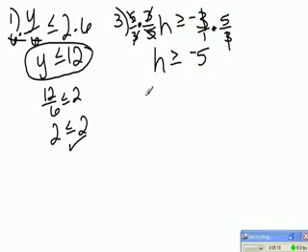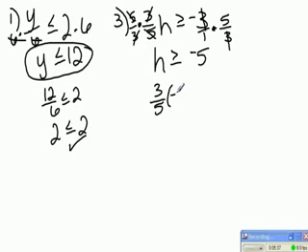Okay, and we need to check our answer, so we need to pick a number greater than or equal to negative 5, keeping in mind that I'm going to have to multiply it by 3/5. So I would want to pick something that's divisible by 5. And again, it has greater than or equal to, so I'm going to pick negative 5.